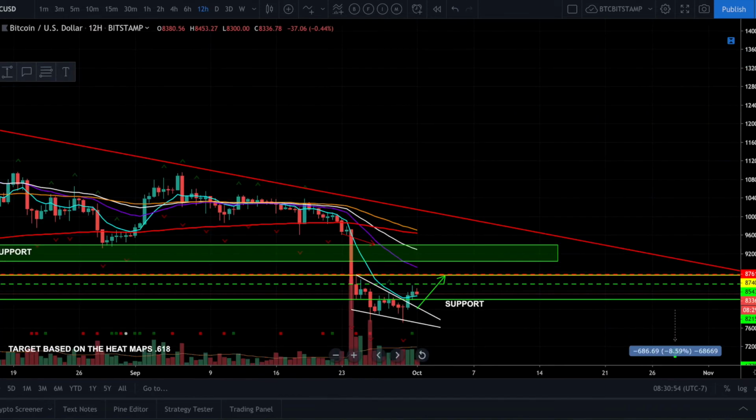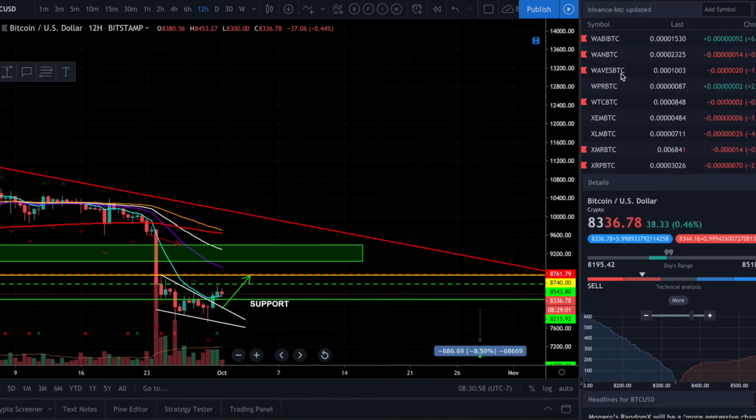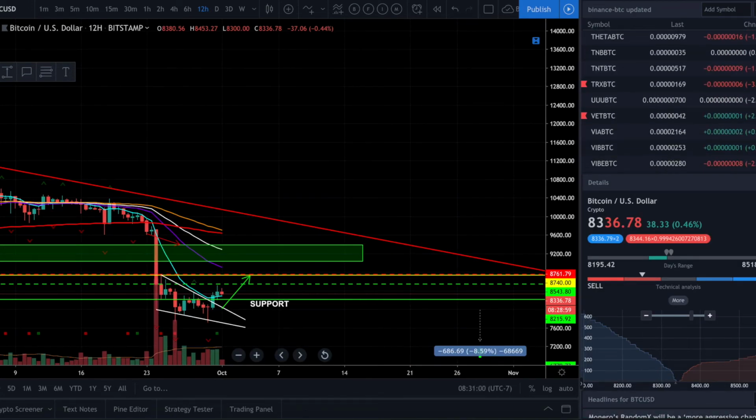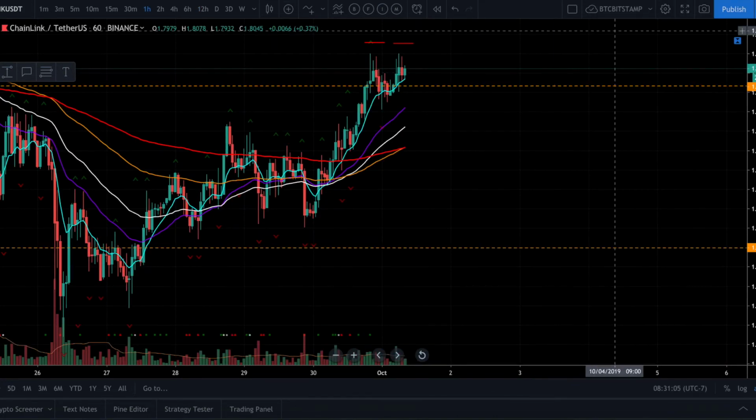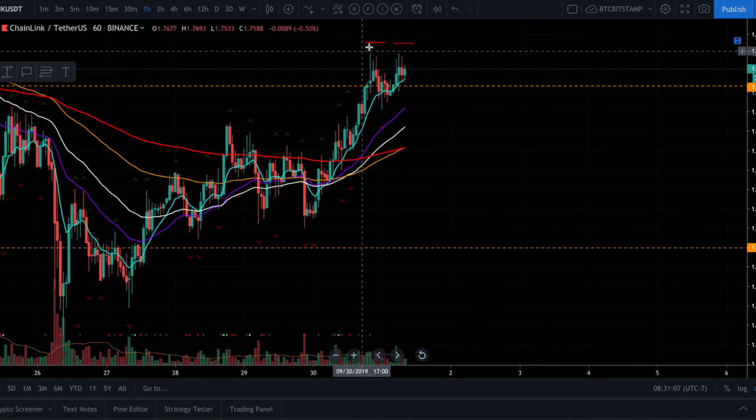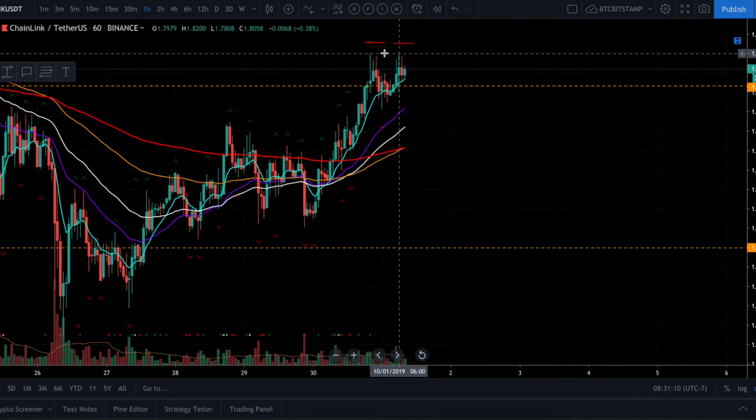Let's look at some altcoins real quick. We'll look at some majors. Let's look at, actually, you know what? We're going to use this tab here. We'll use the link tab. I posted this, guys. Be careful. Possible double top. We don't know yet.